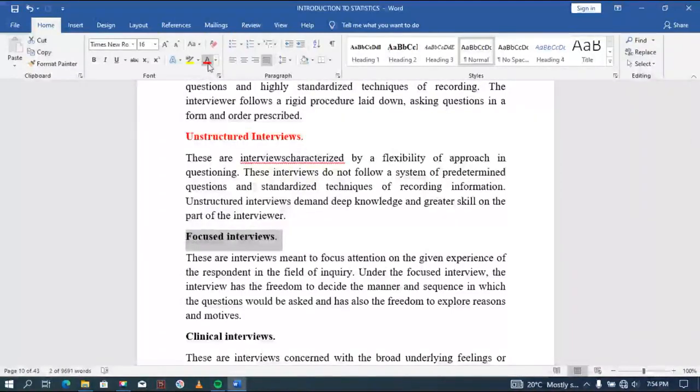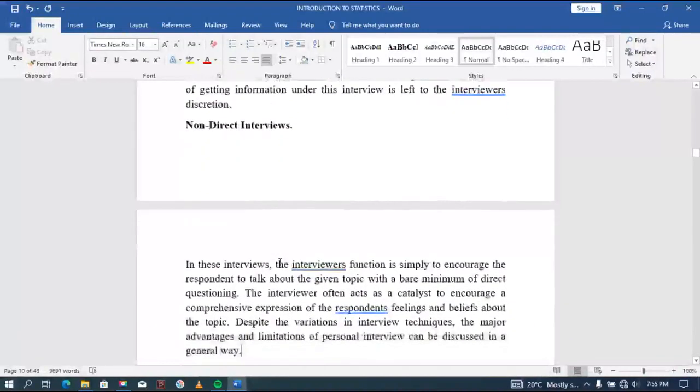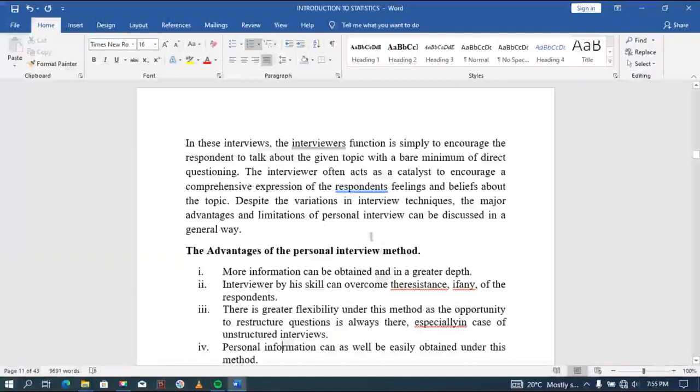Then we have focused interviews. These are interviews meant to focus attention on a given experience of the respondent in the field of inquiry. Under this form of interview, the interviewee has the freedom to decide the manner and sequence in which questions would be asked, and also the freedom to explore reasons and motives. You can read about the other forms of interviews.